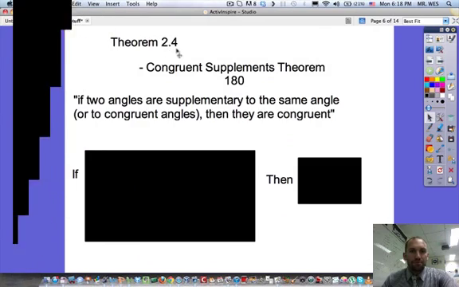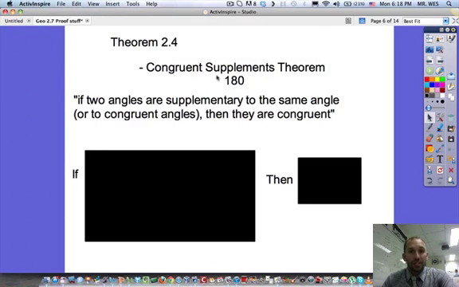Theorem 2.4 is talking about the congruent supplements theorem. Supplementary, don't forget, is about 180 degrees. So let's read it. If two angles are supplementary or add to 180 degrees to the same angle or to congruent angles, then they are congruent. This is kind of hard to understand, so let's look at the picture.